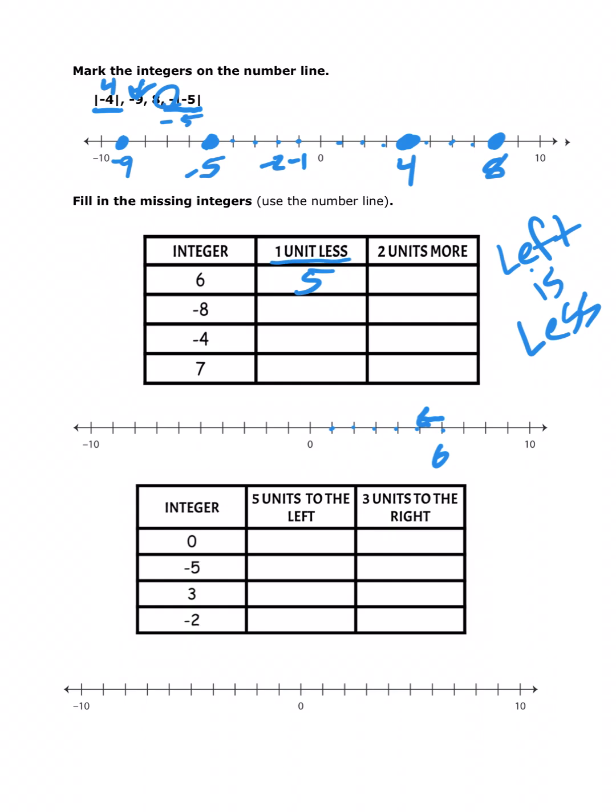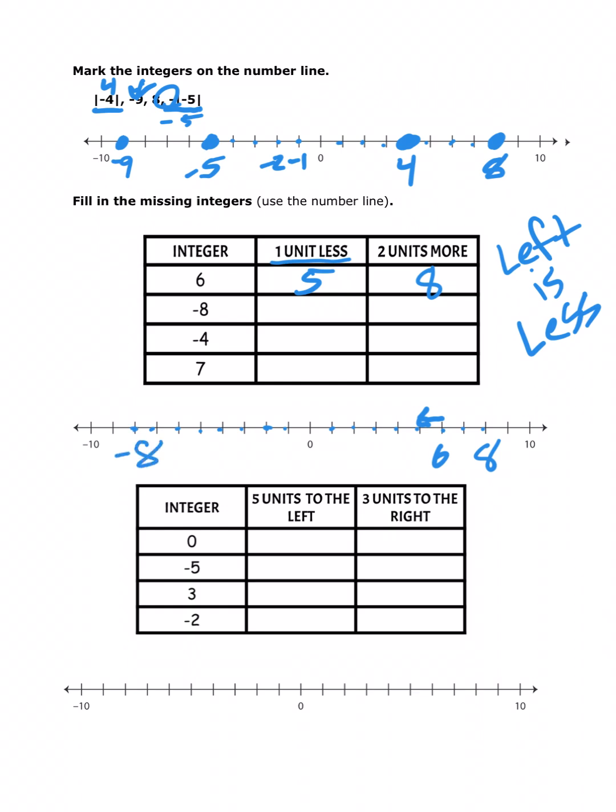Now from 6, it's asking me for 2 units more. So I start at 6 and I go 1, 2. And of course that puts me at 8. All right, so let's do another integer. Let's start at -8. Go to 0, -1, -2, -3, -4, -5, -6, -7, -8 is right there.